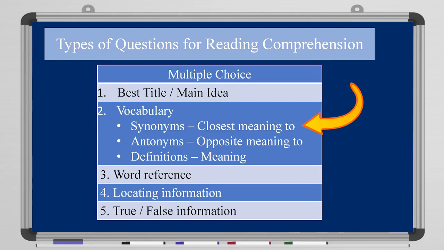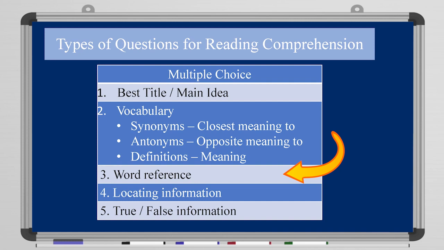For the vocabulary, it can be synonyms. We said synonyms means it is closest to meaning. So for example, large is big. So they're not exactly the same, but they are close to each other. They are synonyms. Antonyms are opposite. So for example, tall, short. Okay? Definitions are the exact meaning.